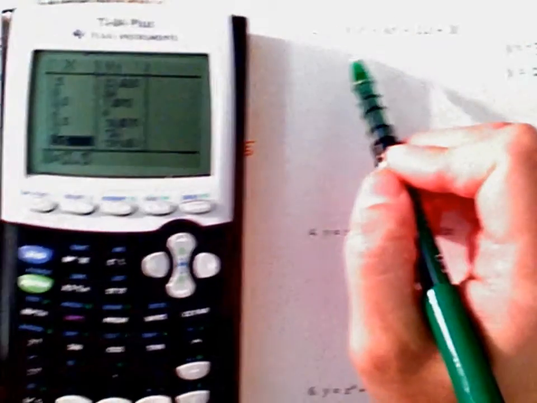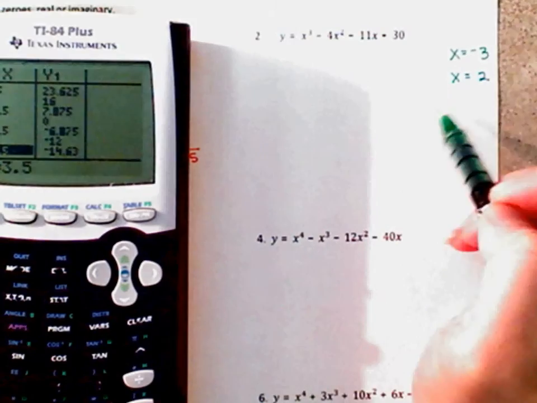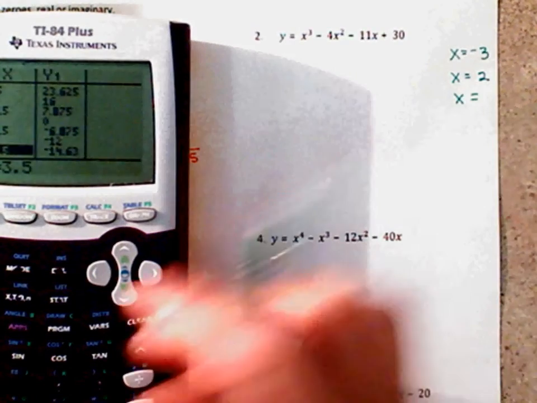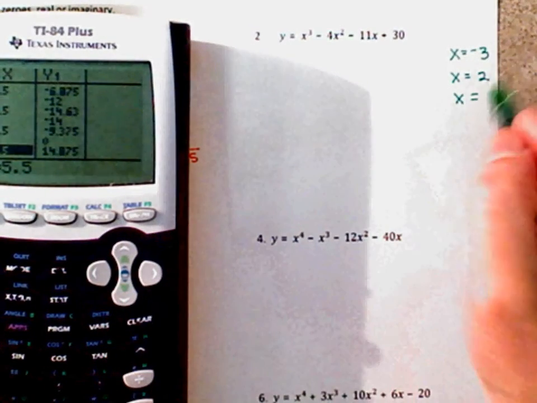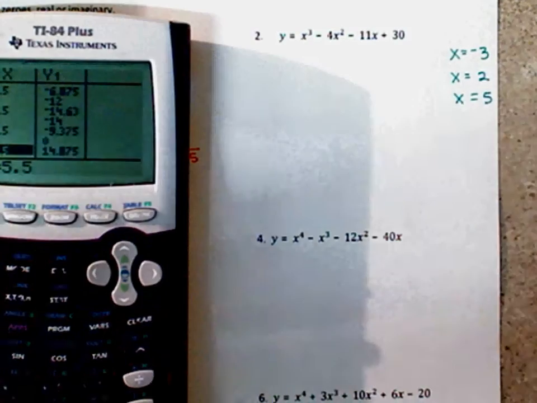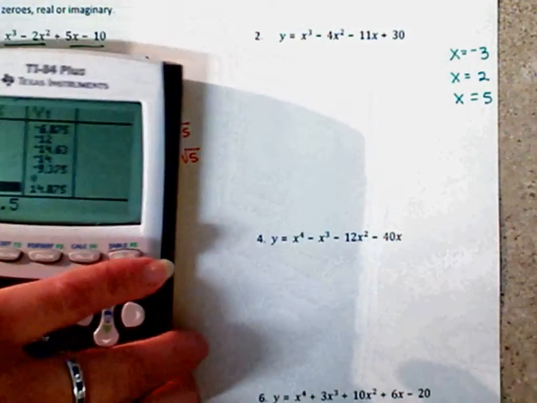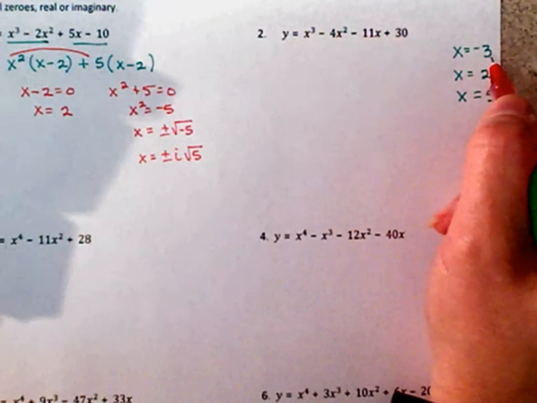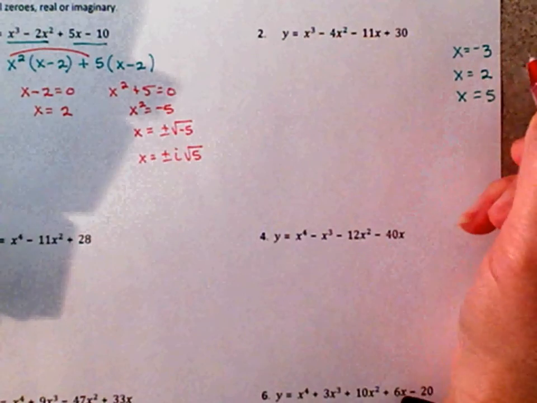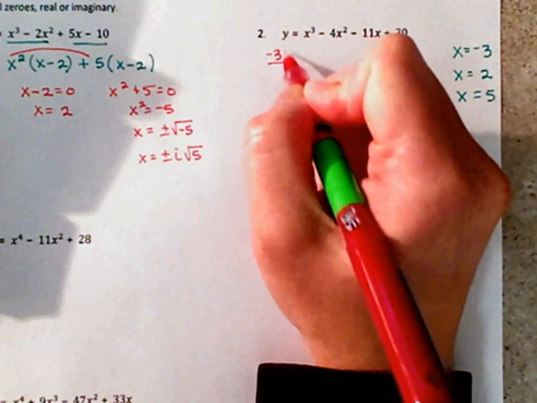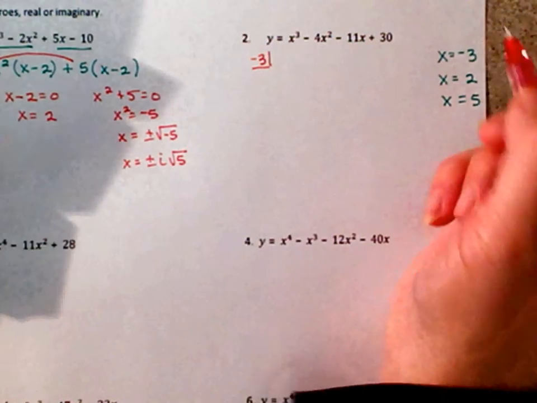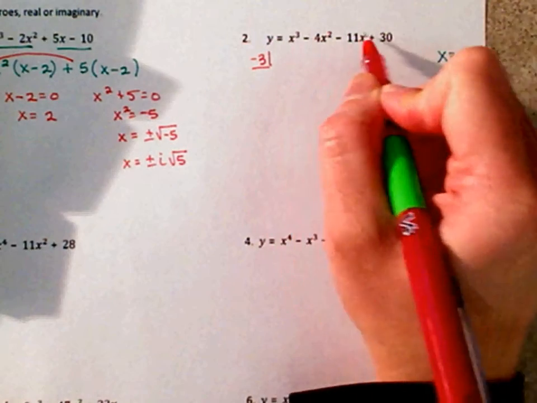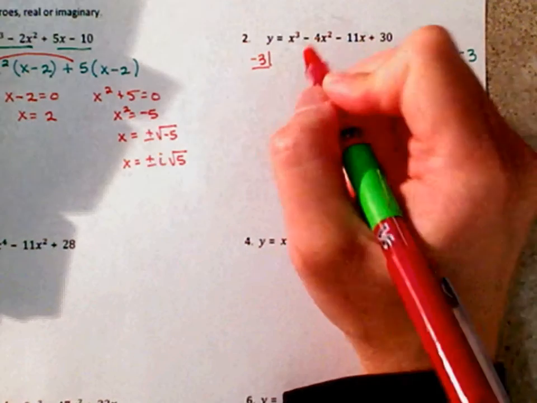How many solutions should you have? You should have 3, so you need x is equal to something. And the other one's going to be 5. But showing your work, this is what you are going to do. Take one of them. This is like x plus 3, or x equals negative 3. Use synthetic division: 1, negative 4, negative 11, 30. See how they're in order? Bring down your coefficient.